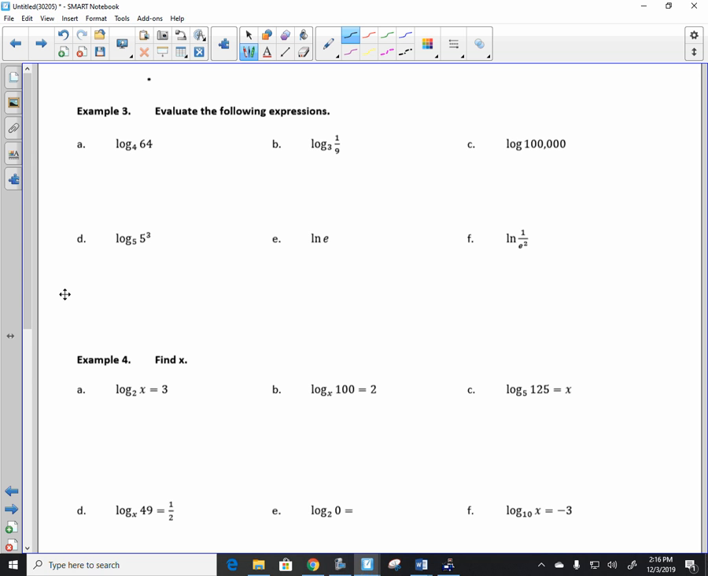Okay, so your ability to work with logarithms. We're actually scratching off letters E and F. You don't need to do those two. Evaluate the following expressions. So what is the log base 4 of 64? That means 4 to what power is 64? Let's see, 4 times 4 times 4 more is 64. So that means I took 4 to the 3rd power to get 64.